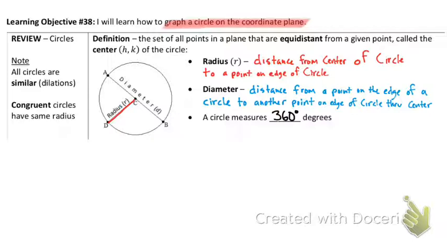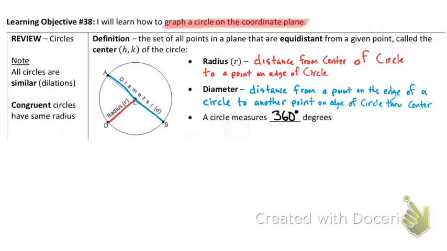Now the diameter is the distance from a point on the edge of a circle to another point on the edge of a circle through the center, and that's the key. Diameter goes from one end of the circle to the other, but it must go through the center. So just like that. All right, so AB would be the diameter.